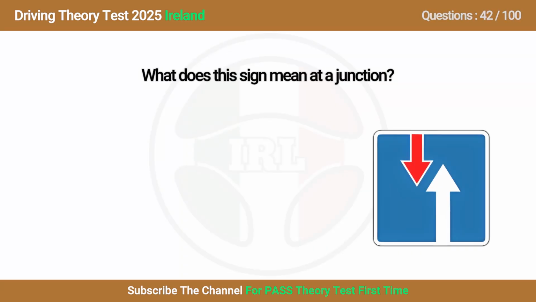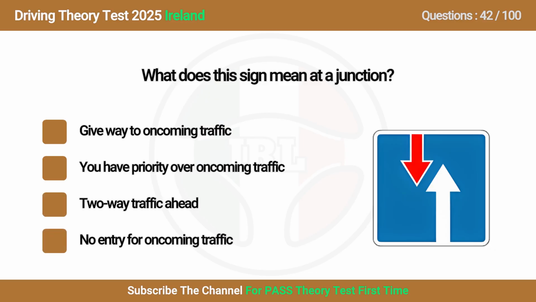Question 42. What does this sign mean at a junction? A. Give way to oncoming traffic. B. You have priority over oncoming traffic. C. Two-way traffic ahead. D. No entry for oncoming traffic.